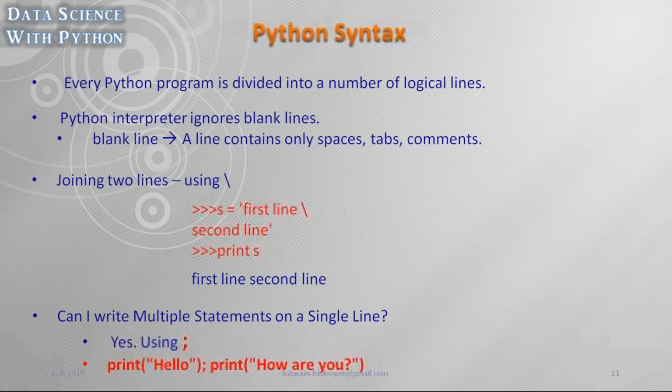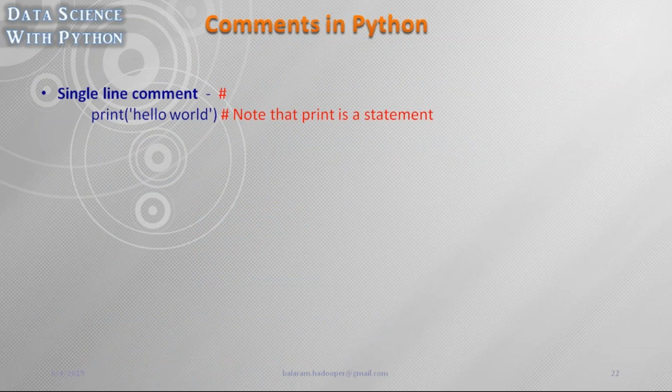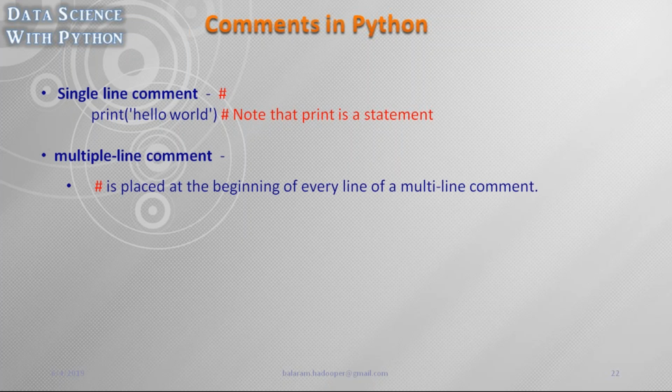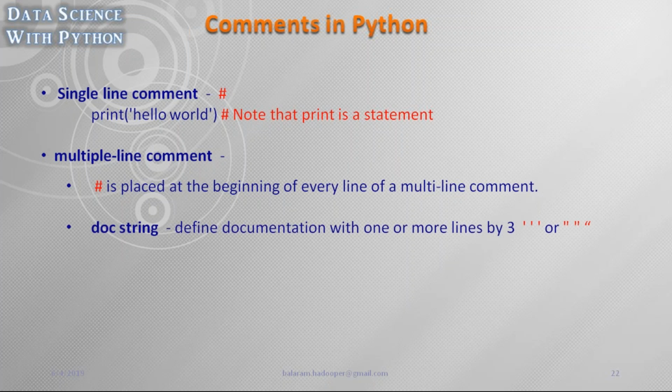Comments. Generally, hash will be used for a comment in Python. It is like double slash in C++ or Java. Multiple line comments are also available. That is, you have to give the hash at the start of every line. That is one option.